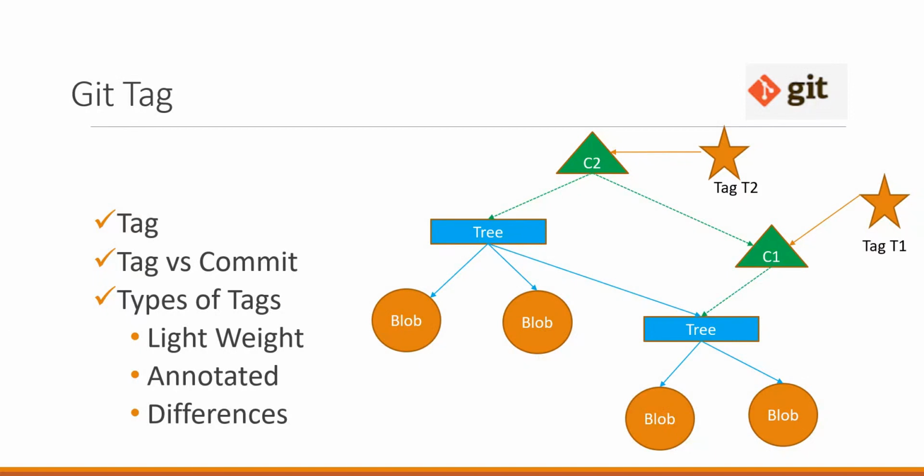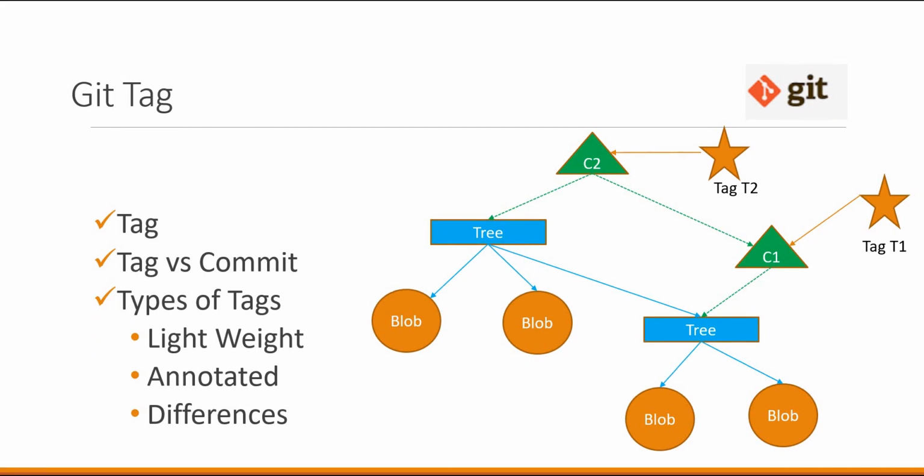In this video, we are going to discuss the tags in Git. Here, we will discuss the tag, the difference between the tag and commit object, and the types of tags. We will discuss two types of tags, the lightweight tag and annotated tag. And also, we'll see the difference between them.